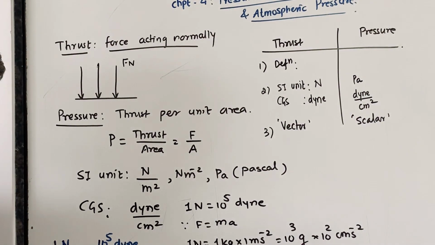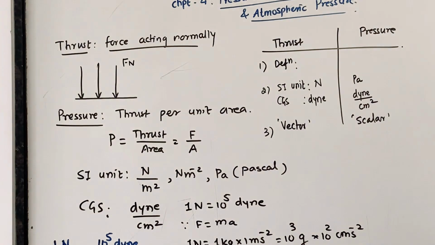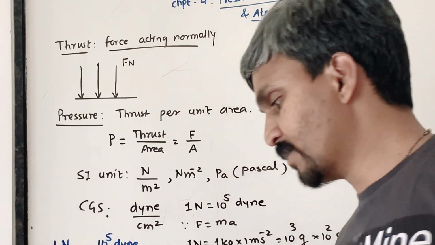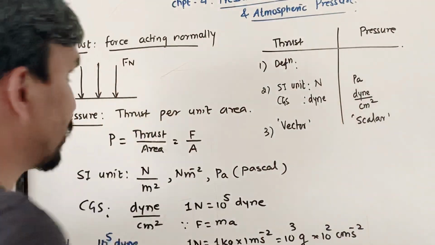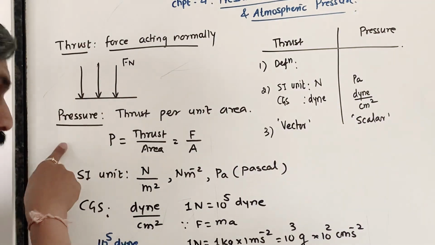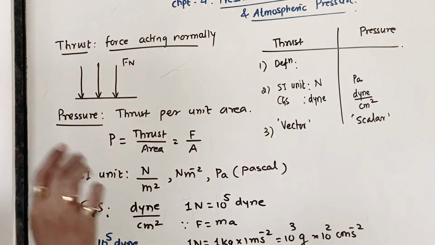This is the relation between SI unit of pressure and CGS unit of pressure. This is one part. Now we'll go with the next part. So what are the questions based on this part? Define thrust, define pressure, distinguish between thrust and pressure. This is a frequently asked question.